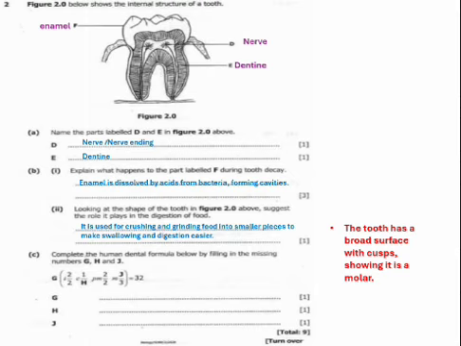Complete the human dental formula below by filling in the missing numbers G, H, and J. You need to know the dental formula of a human, a cow, and a dog. A dental formula just represents half the number of teeth in any living organism. So this dental formula of a human represents half the number of teeth.